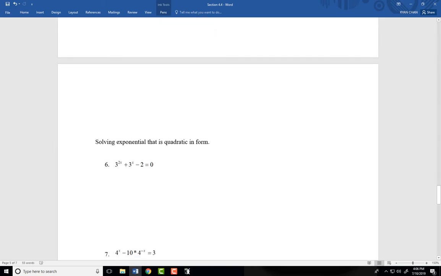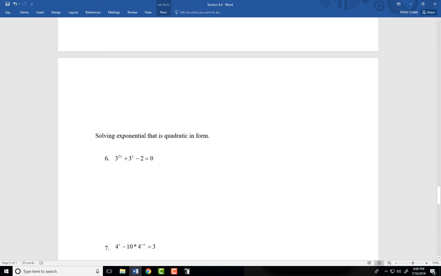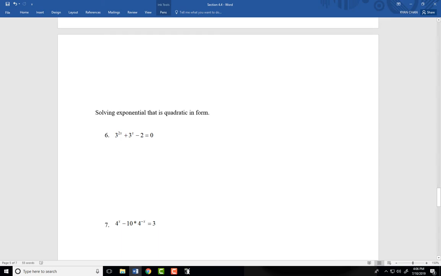Let's talk about the very last type of problem. So let's just talk about what we have. Remember in 4.4 you can solve by using change of basis. You can do solving by combining logs, using your logarithmic properties. You can use logs to move exponents down. And the last one we have is quadratic in form. So these can be a little bit tricky, okay? I'm going to show you 2 examples right here.